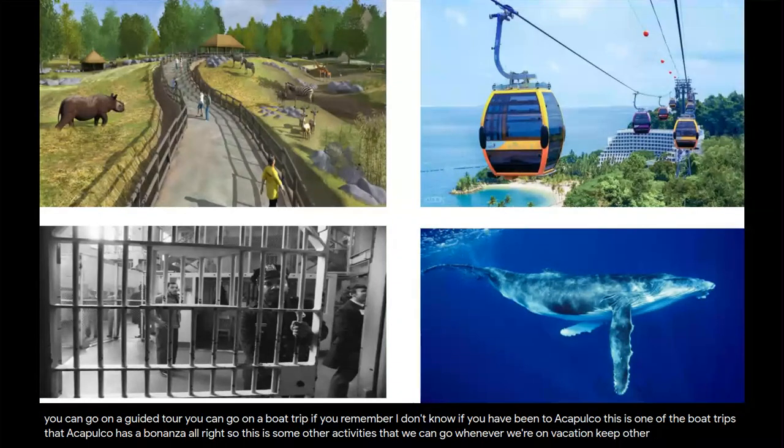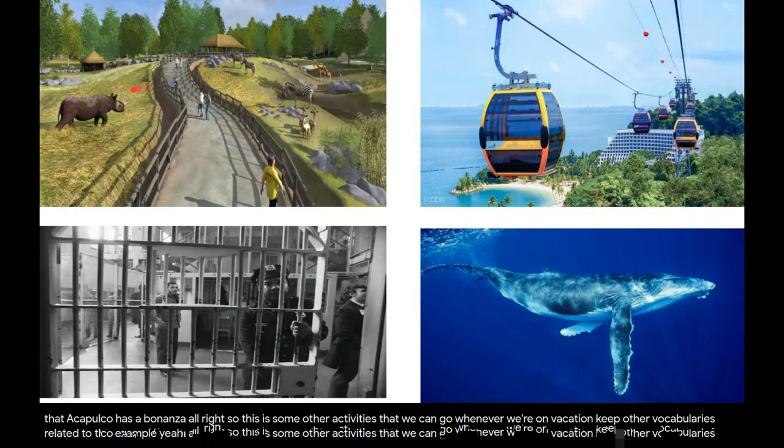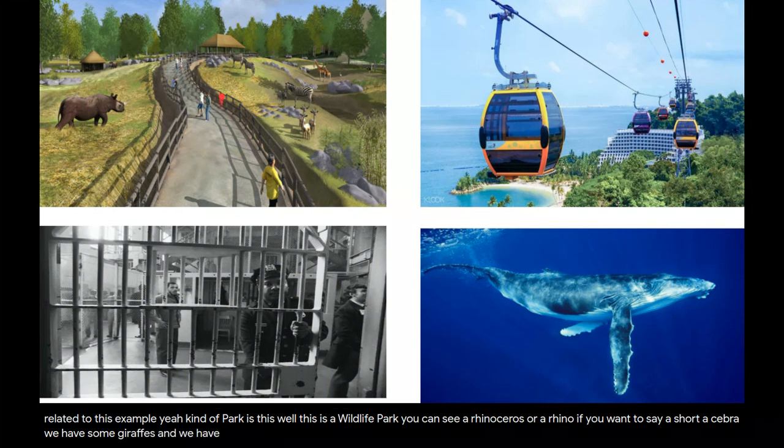Okay, other vocabulary related to this. For example, we have a park. But what kind of park is this? Well, this is a wildlife park. You can see a rhinoceros or a rhino, if you want to say it short, a zebra. We have some giraffes and we have some people there. For example, Bioparque Estrella would be an example of that.